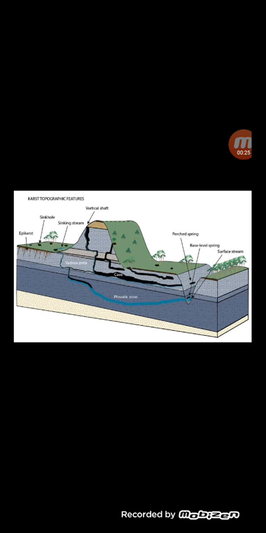So you can get to see some of the features as seen. We have an epikarst, we have a sinkhole, we have sinking streams, which will now appear as disappearing streams. Then we have a vertical shaft, we have a vadose zone, we have a phreatic zone, we have caves which are underground, we have a spring, we have a surface stream.